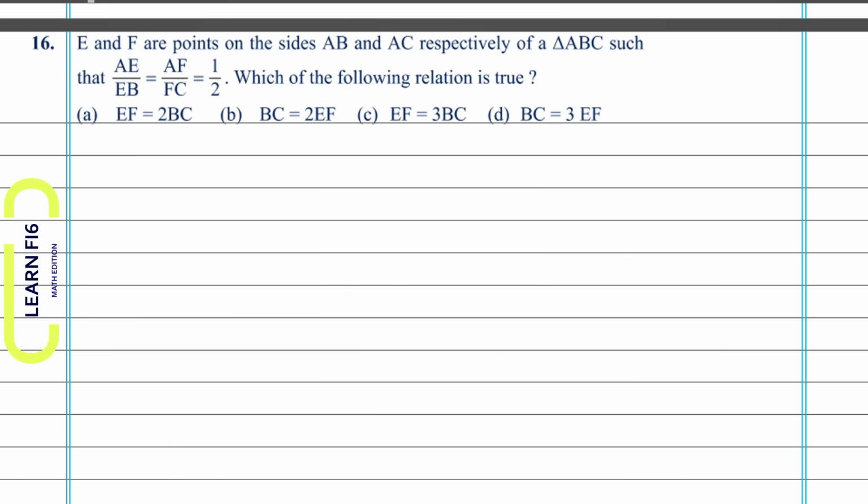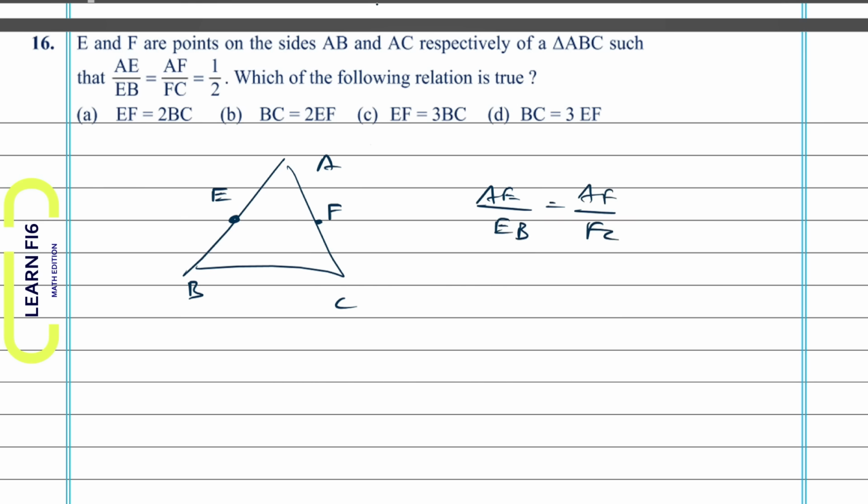In this, E and F are points on the sides AB and AC, respectively, of triangle ABC. So we have a triangle called ABC, and we have 2 points, point E which lies on side AB and point F lies on side AC. And also it is given that AE by EB equal to AF by FC is equal to 1 by 2. So AE divided by EB is exactly equal to AF by FC, which means these two lines are parallel to each other by the basic proportionality theorem.